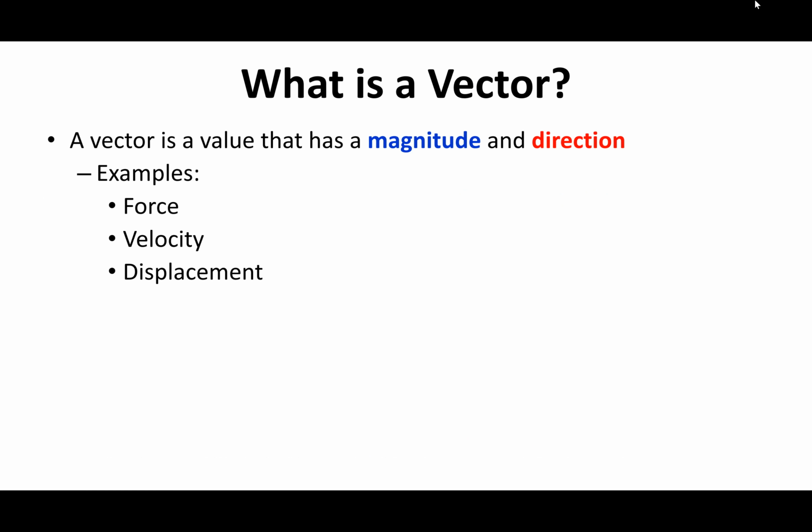It only has direction. I mean, it only has magnitude. It doesn't have direction. Okay, good. So a scalar has magnitude only. We don't really care about direction.